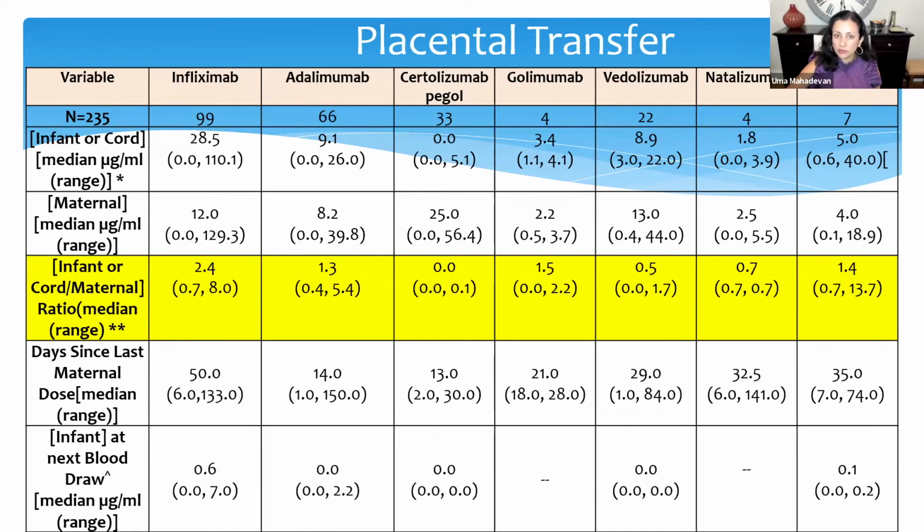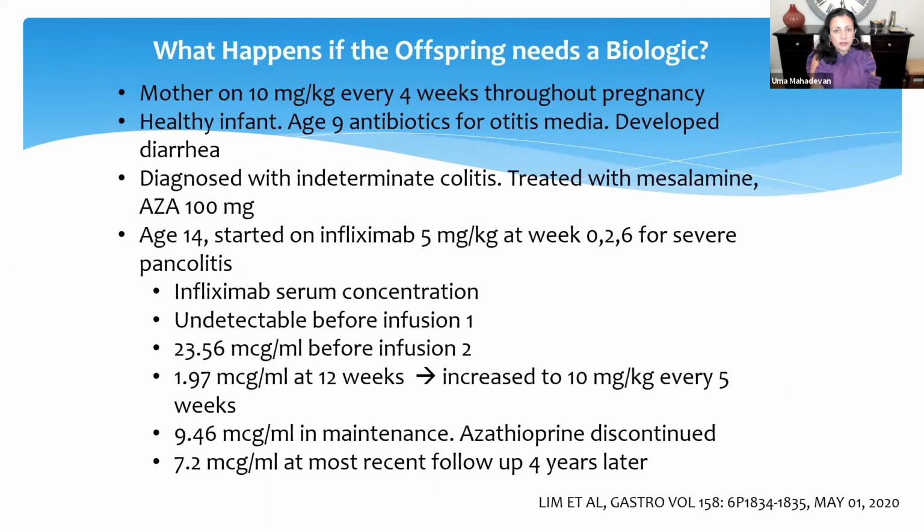It can cross in the first trimester when the baby's organs are forming. And so that's why perhaps there's more of an association with birth defects. Now, one interesting question that's always come up is, okay, the baby is exposed to a biologic in utero and has detectable levels at birth.